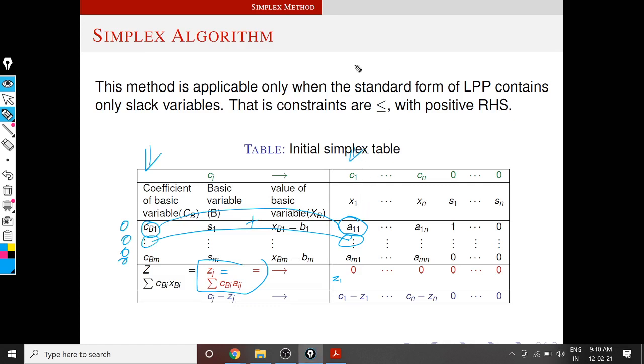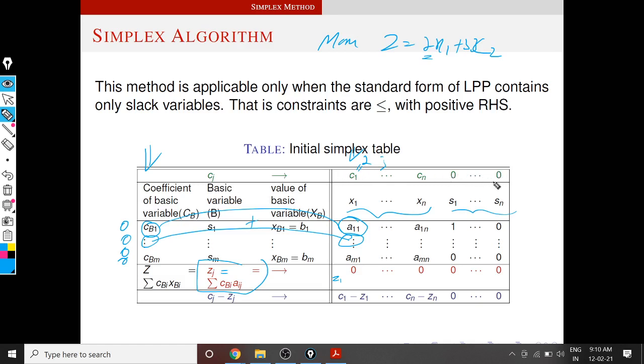What is the cost of x1? Suppose we have a problem like this: maximize z equal to 2x1 plus 3x2. Then here 2 is our c1, and c2 means the cost of x2, that is 3. So we know the cost of each variable, x1, x2, xn. Here they are the decision variables, and these are the slack variables. We know that the cost of slack variables is 0. That's why here we put zeros.